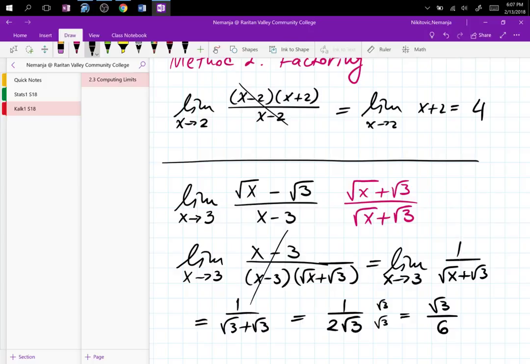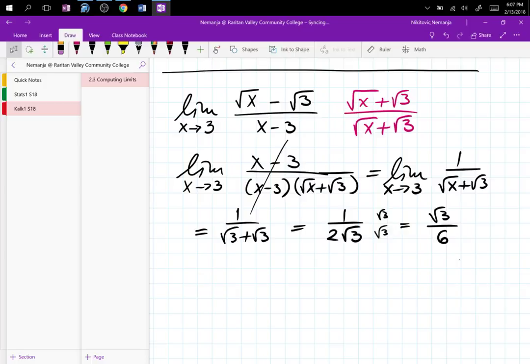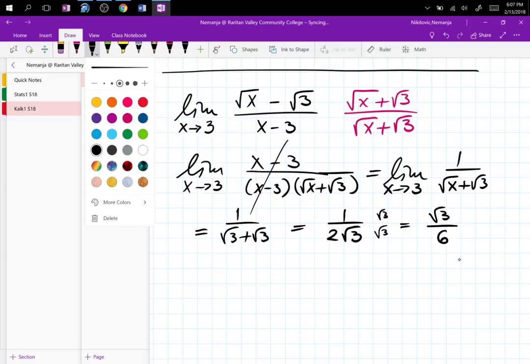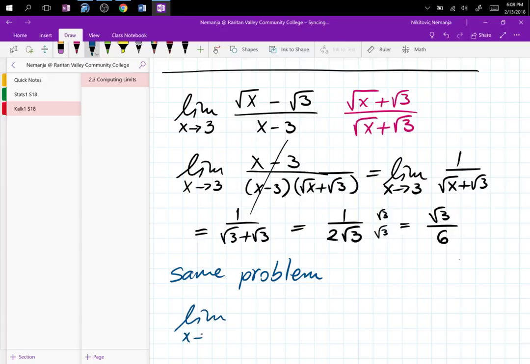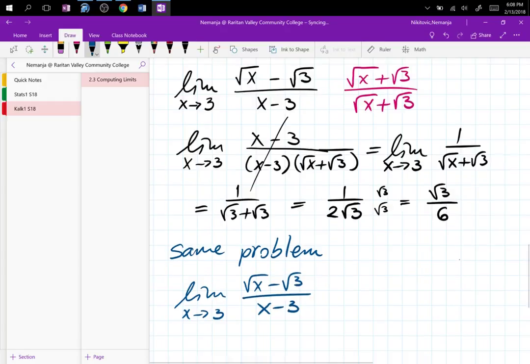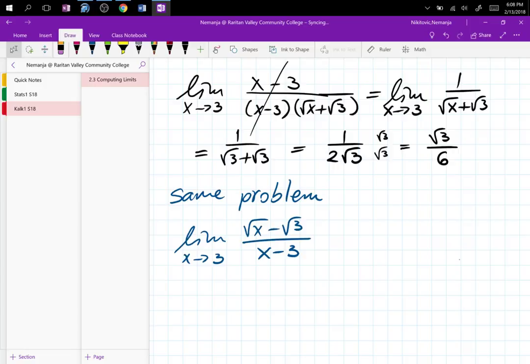Ready for the same problem? Let's do the same problem in another way. Limit as x goes to 3 of square root of x minus square root of 3, divided by x minus 3. Now, what did you say earlier? Solve it by factoring, yeah. So can we factor this? Yeah, we can. You can factor anything you want. If it's on paper, it can be factored.